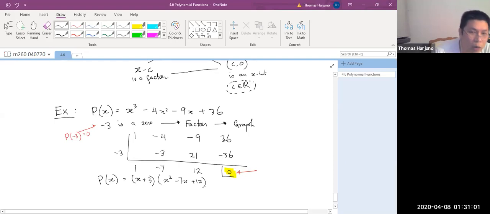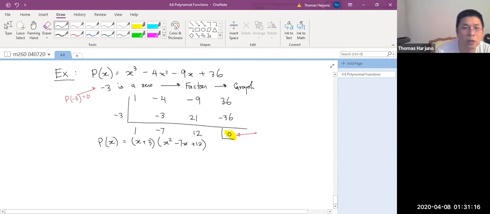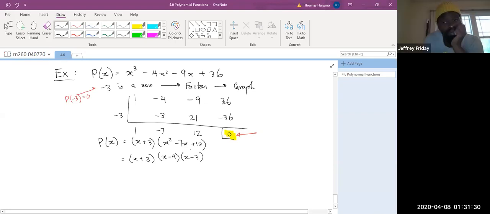Now it is a quadratic, right? It's degree 2. From there, we can factor it, or if you cannot factor it, you can use completing the square or the quadratic formula to find the zeros further. But I believe the one we have here is factorable. So (x plus 3)(x minus 4)(x minus 3). Is it right? Now from here, we actually get all the zeros already.